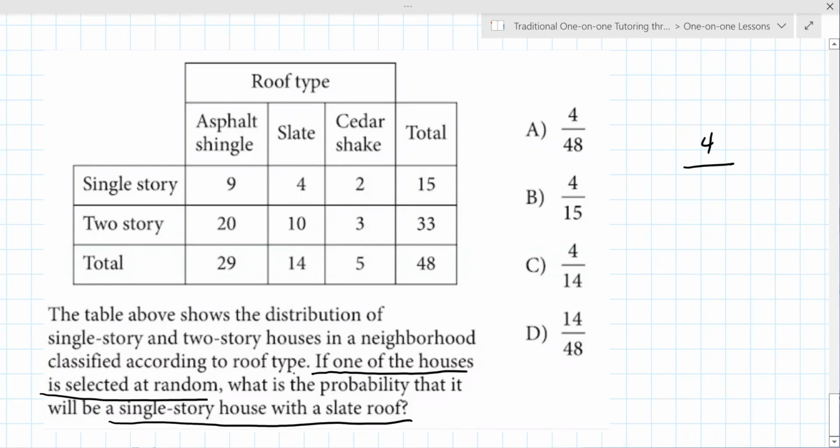A house at random. Yeah. So how many houses are there? 48. Wait, that's the answer? Yes. It's very easy to do what you did, which was just choose 4 out of 14, which is also an answer.